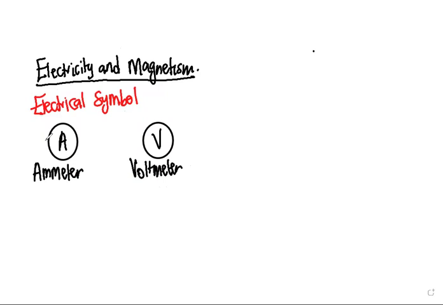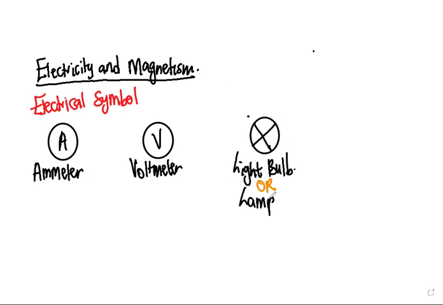And then you're gonna also have another one that represents a light bulb, which is like this. So every now and then you see a symbol that is like this, you must understand that it represents a light bulb. Or if you don't say a light bulb, you can just say it's a lamp. And then you're gonna also have another one which we call a resistor.